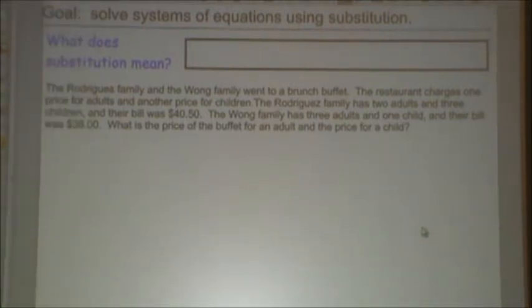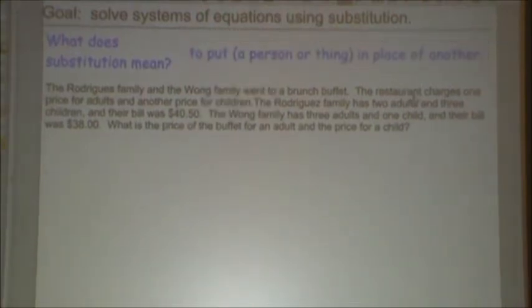Alright, today's goal is to solve systems of equations using substitution. So before we begin solving systems using substitution, we need to know, what does substitution mean? And you got it, you guys are so smart. It means to put a person or thing in place of another. So today we're going to put a thing in place of another.